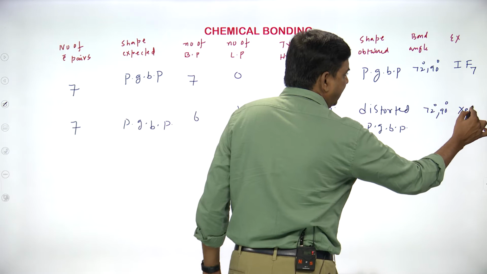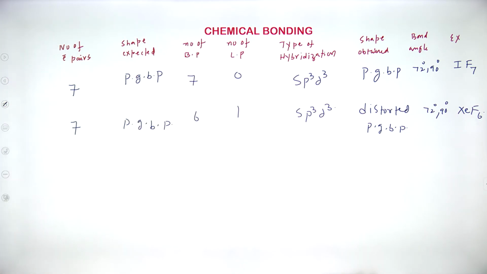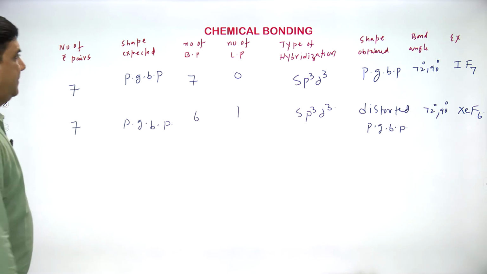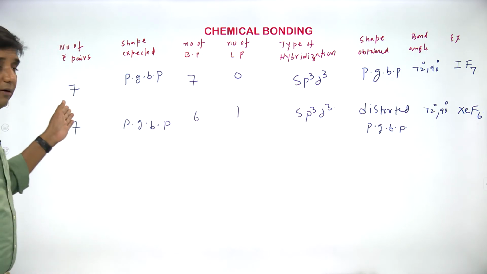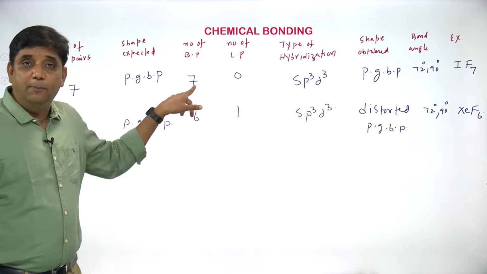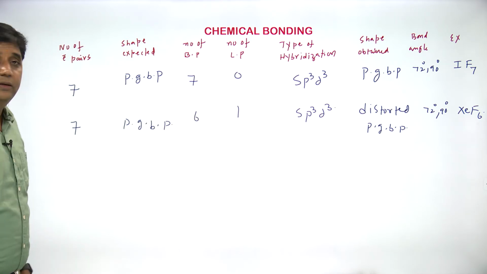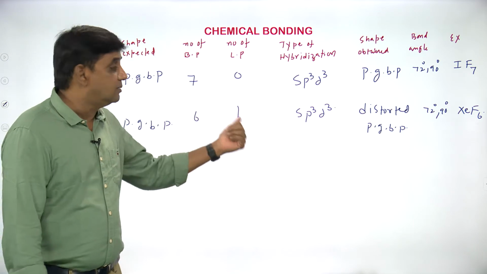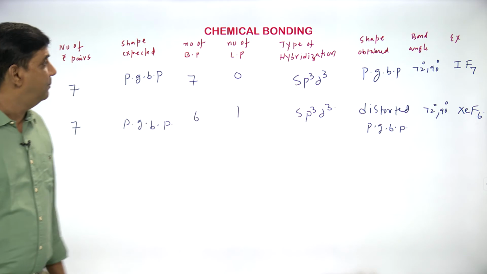Example: XeF6, xenon hexafluoride. So the number of electron pairs is 7, and the shape is pentagonal bipyramid. So the number of electron pairs is 7, with 6 bond pairs of electrons and 1 lone pair of electrons. The shape would be distorted pentagonal bipyramid.